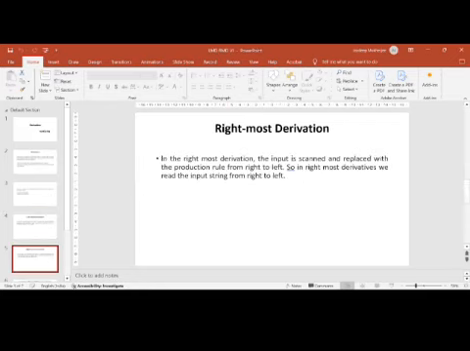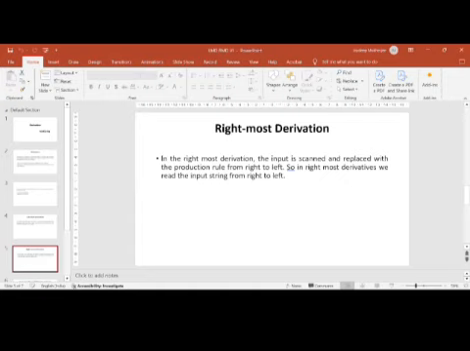Next, what is the rightmost derivation? Based on the name, we can understand that it is the reverse of the leftmost derivation. Here you have to start from right to left. The scanning and replacement of the production rule will start from right to left. So in the rightmost derivation, we read the input string from right to left.